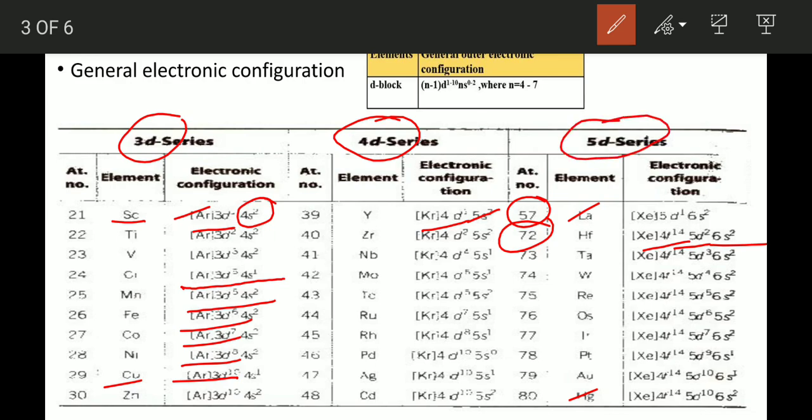Similarly, the 6d series. So these are the atomic numbers, elements and electronic configurations of the 3d series, then the atomic numbers, elements and electronic configurations of the 4d series, and then of the 5d series. Now we see the electronic configuration of chromium and copper, the anomalous behavior.